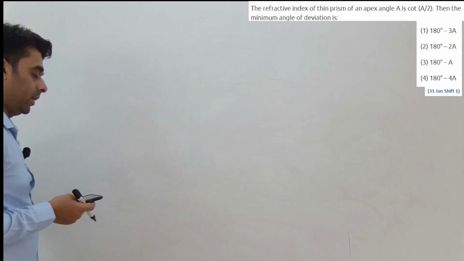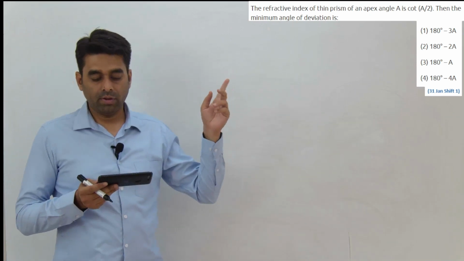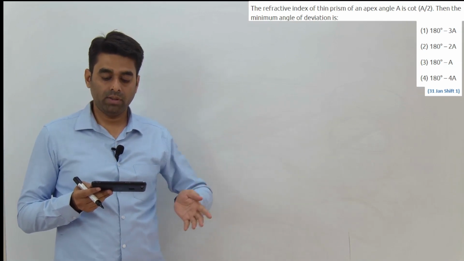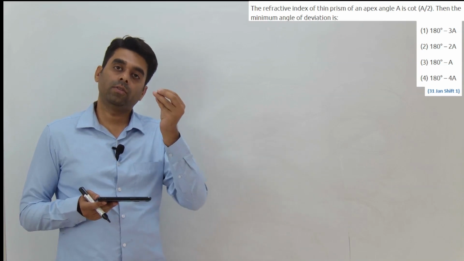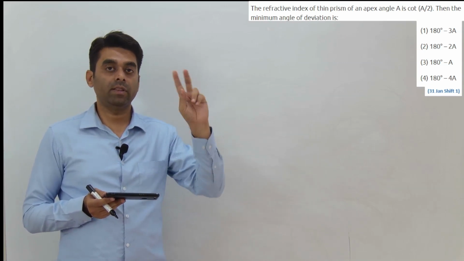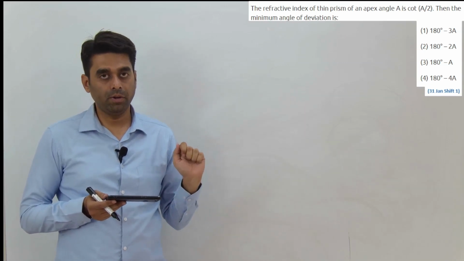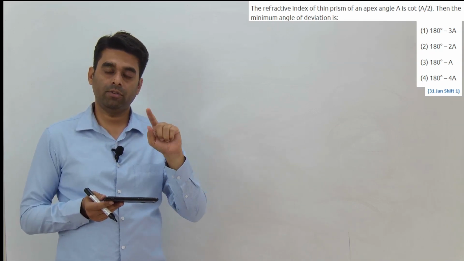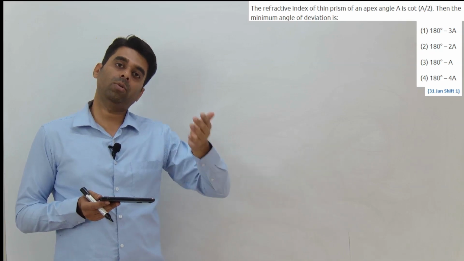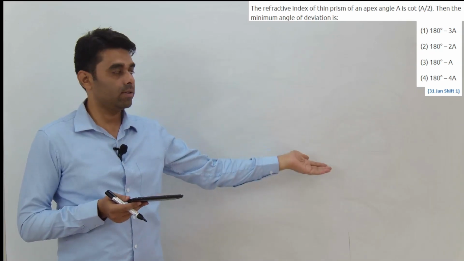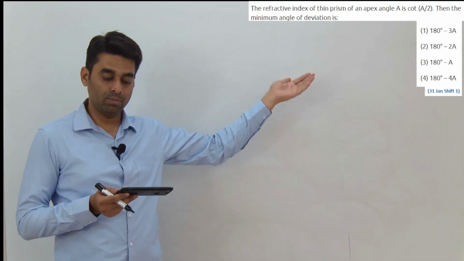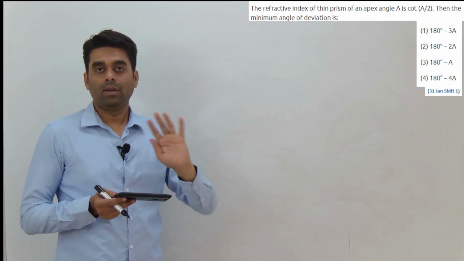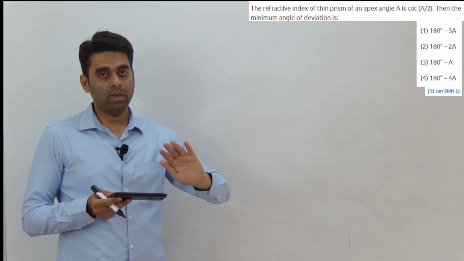Next question. If you look at this question: the refractive index of a thin prism of apex angle A is cot A by 2, then the minimum angle of deviation is. This is a repeat of question 27, the second question that we did in this video, from 27th January shift 1. The same question was asked. The only difference was that in the four options, which are in terms of 180, over there in place of 180 there was pi. Nothing else, so it is the same question.